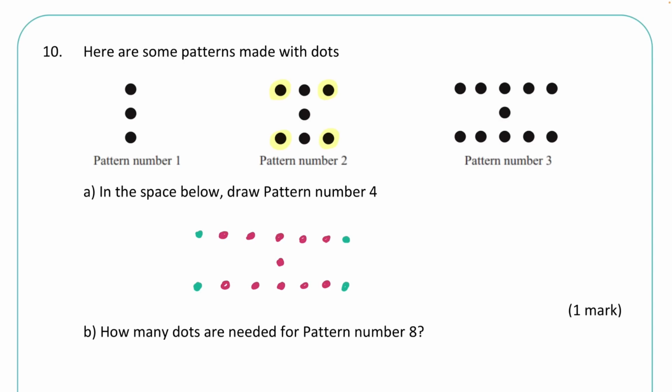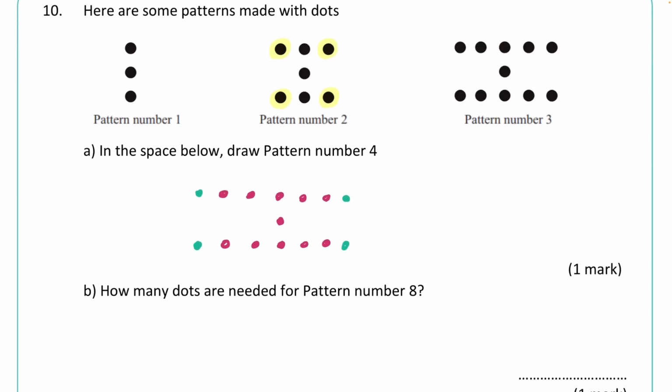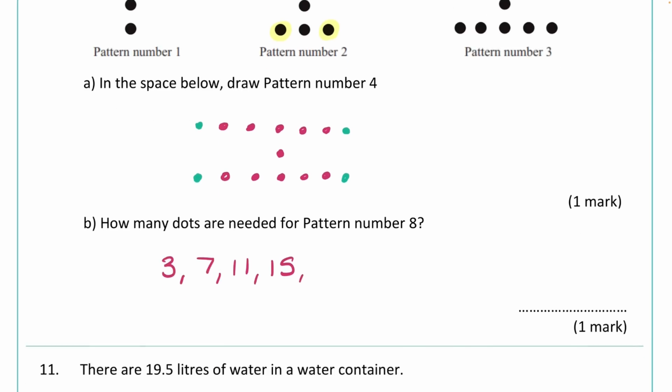For part B, it says how many dots are needed for pattern number 8. Well, if we turn the picture sequence here into a number sequence, we can figure it out using numbers. So pattern number 1 had 3 dots, and then an extra 4 was added on. Of course, we could use our calculator to just keep adding 4, so it's not too bad if we use a calculator either, but adding 4 gets us to 7, add 4 again gets us to 11, then 15, which is the one we just drew, and we want to go an additional 4 more down this pattern.